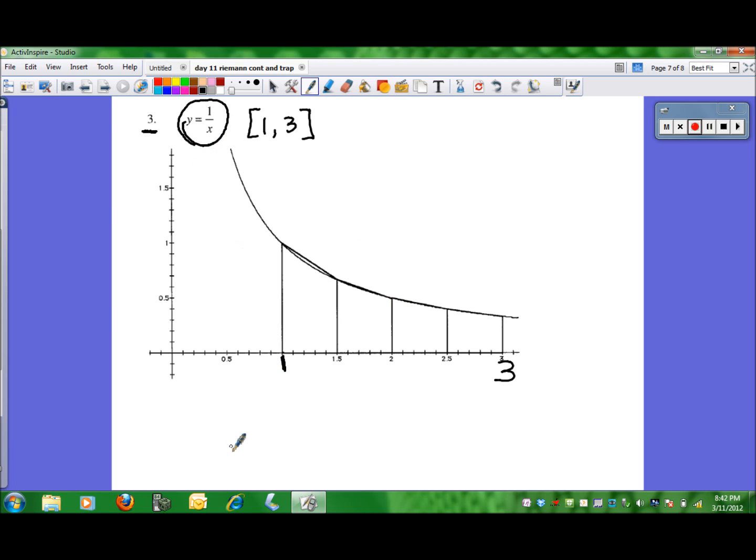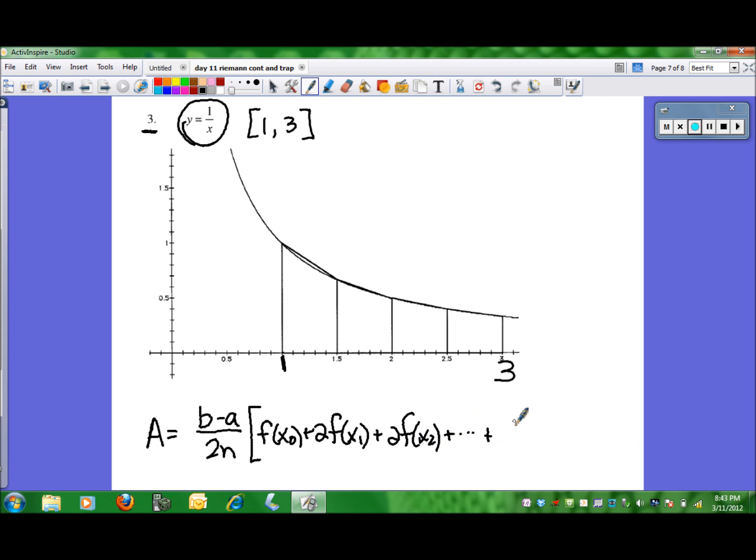And let's go over that trapezoidal rule one more time, just in closure. What is it? The area equals b minus a over 2n times f of x sub 0 plus 2 times f of x sub 1 plus 2 times f of x sub 2. And how many times do we do that? We do it all the way to 2 times f of x sub n minus 1 plus f of x sub n. Remember not to multiply the first and the last by 2, but all the ones in between.